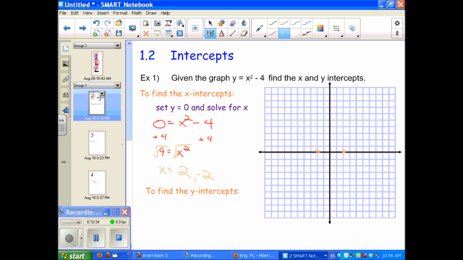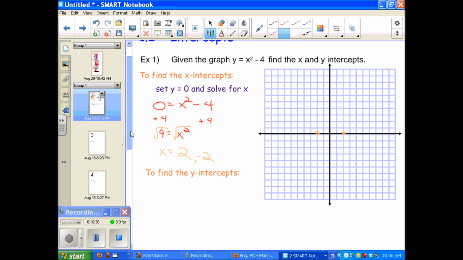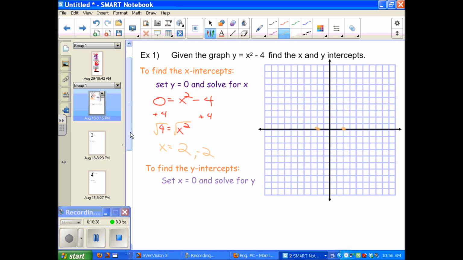All right, if I want to find the y-intercepts of anything, how do you do that? Set x equal to 0 and solve for y. So I'm going to get y equals 0 squared minus 4. What's 0 squared? It's always the easier of the 2. So that means that one's going to be down here, and there's no positive one.